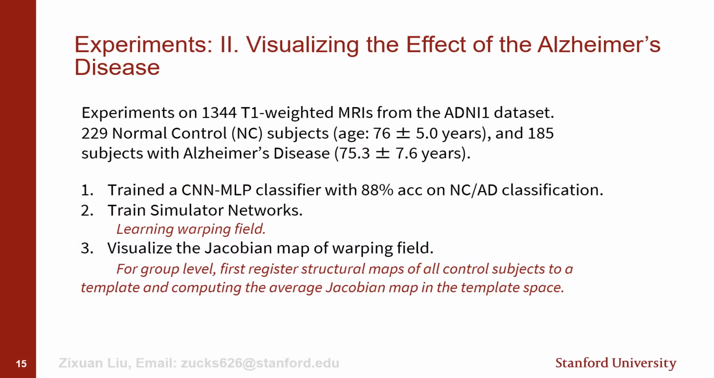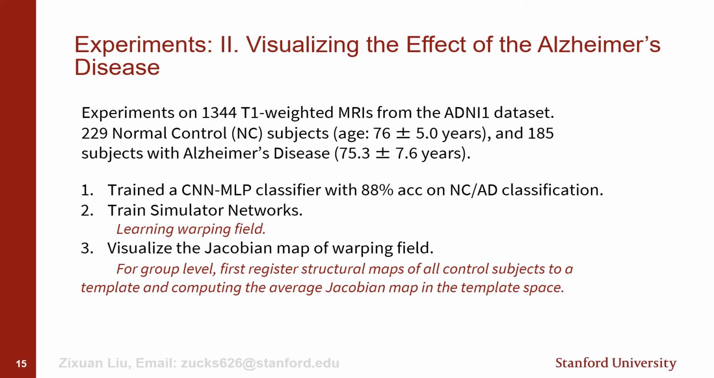Next, we applied our method on a real neuroimaging dataset, the ADNI-1 dataset, which contains 1,344 T1 weighted MRIs with 229 normal control subjects and 185 subjects with Alzheimer's disease. For these two cohorts, their ages are matched. We first train a CNN classifier with 88% test accuracy on AD versus NC classification. Then we train simulator networks with the learning warping fields option.